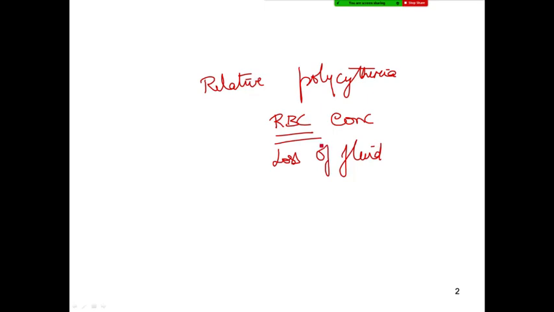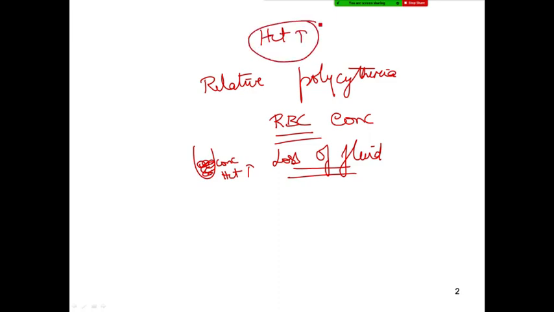The RBC production was not the problem. RBC was produced normally, but due to loss of fluid, when you measured the hematocrit value, RBCs were concentrated, so the hematocrit value increased. That's why we define polycythemia depending on the hematocrit. It's an increase in hematocrit, we say, okay? Because RBC count may not always increase.